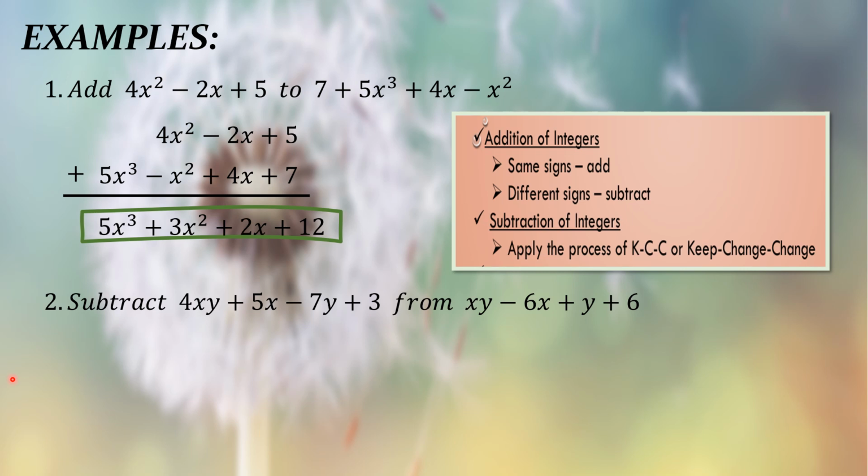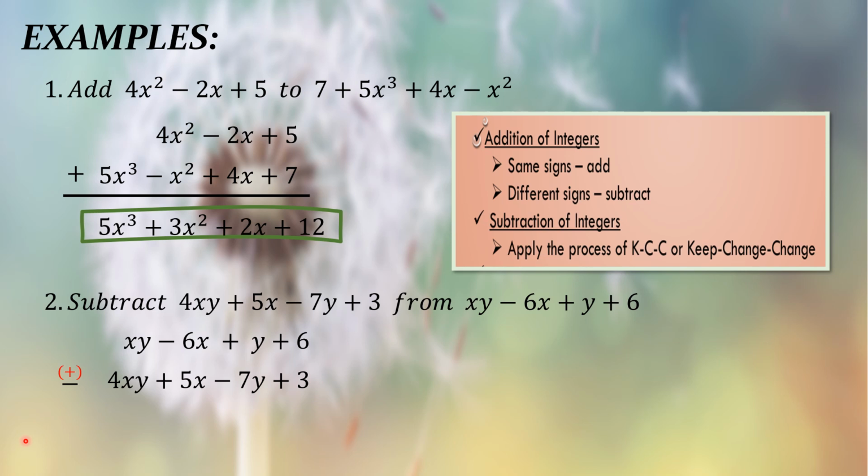Next, subtract 4xy plus 5x minus 7y plus 3 from xy minus 6x plus y plus 6. So kung mapapansin nyo, magkakasunod na or nakaayos na ang ating polynomial, xy, x, y, at ang constant. So, isusulat lang natin in vertical form. Ayan. And then, subtract. So, kapag magsusubtract, let us apply the KCC. So, ang minus ay naging plus. Palagi po magiging plus yung minus symbol.